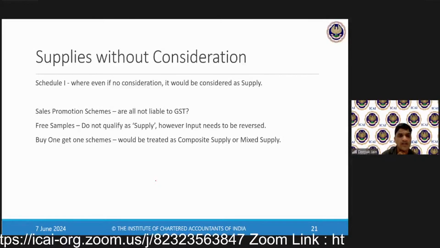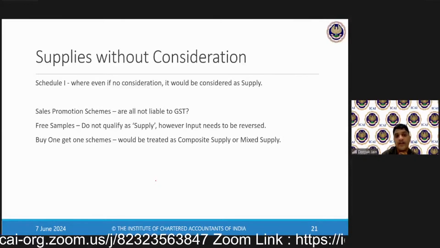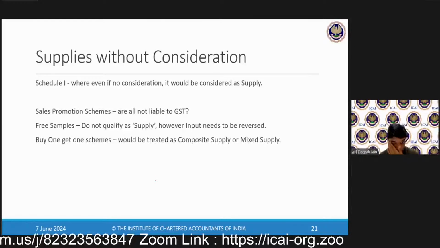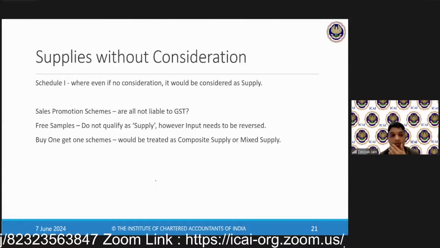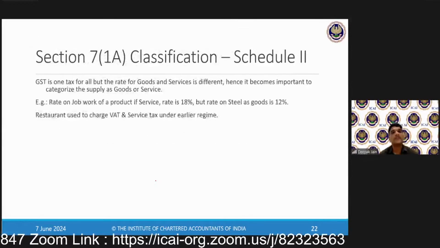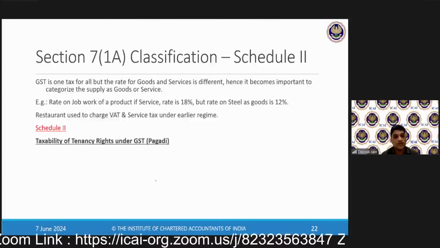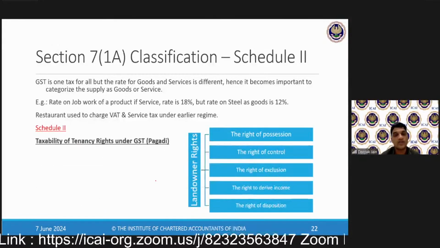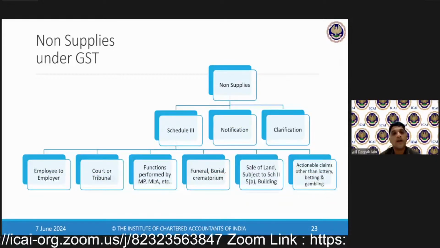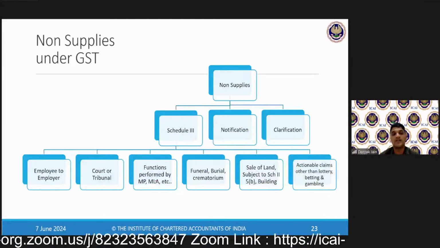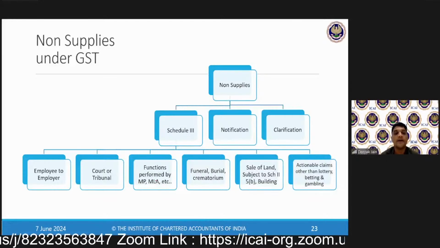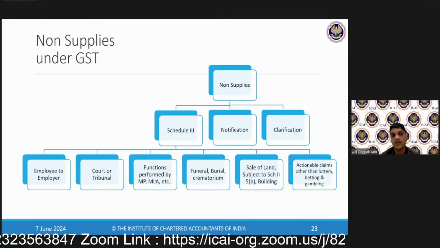Second is supplies without consideration, Schedule 1, where even if there is no consideration it would be considered as supply. This we have understood. Your samples, sales promotion, all this we have covered. Schedule 2 is a classification. It says what is supply of goods and what is supply of services, and the other things are fine. Non-supplies under GST are covered under Schedule 3 or through notification and clarification. This we have discussed. Employer to employee and employee to employer is under Schedule 3.